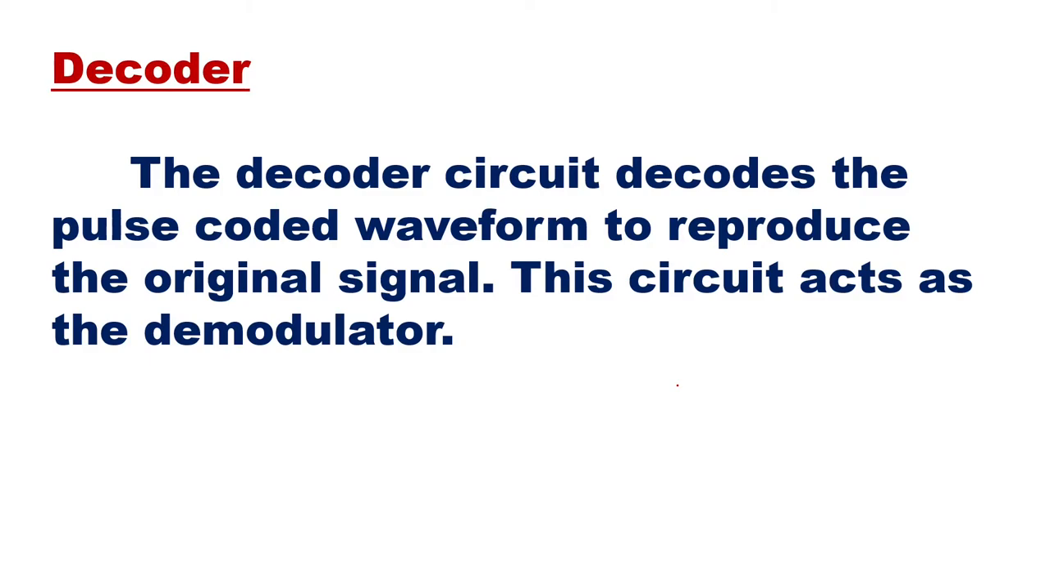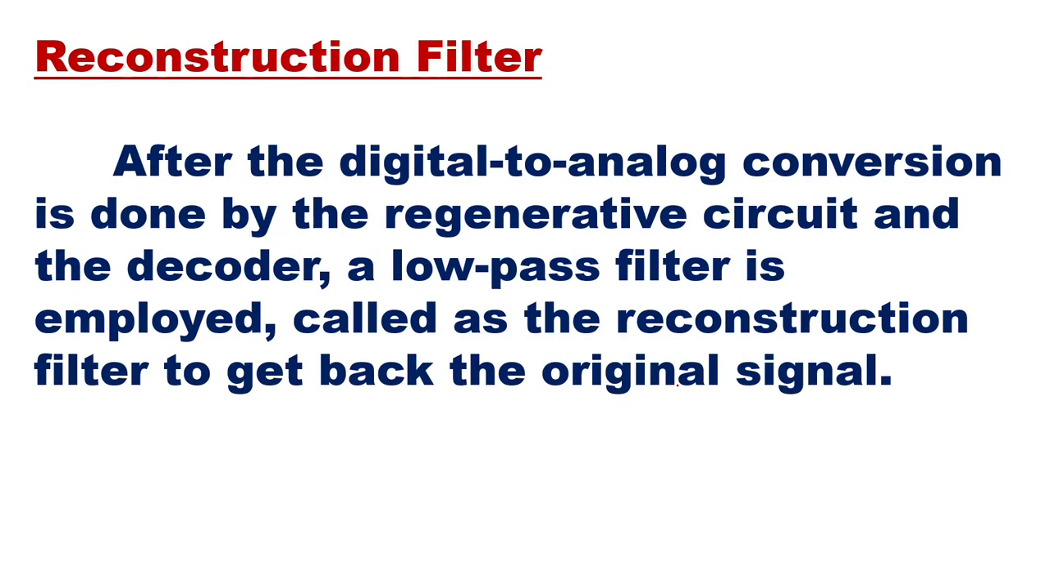Then in the receiving section, you will have the decoder. The decoder circuit decodes the pulse-coded waveform to reproduce the original signal. This circuit acts as a demodulator. Then you have the reconstruction filter. This is going to do the digital to analog conversion. It is a low-pass filter, the reconstruction filter, to get back the original signal. So after the digital to analog conversion is done by the regenerative circuit and the decoder, a low-pass filter called the reconstruction filter is employed to get back the original signal.